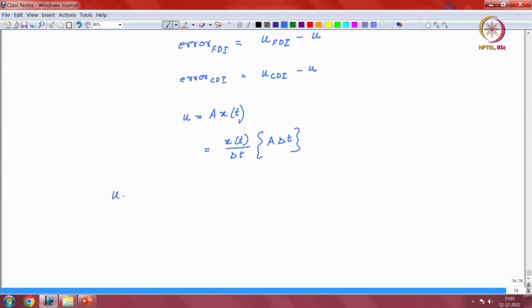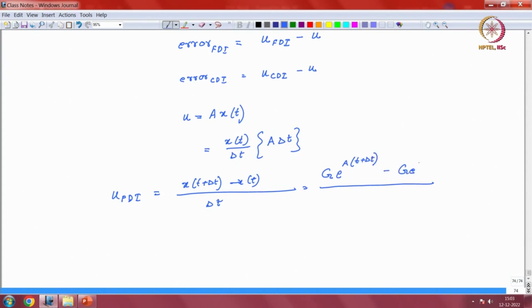Now this quantity we can calculate simply by evaluating. Since we know x of t exactly because we integrated it and we said it is equal to some g times e to the power at, we know that the first expression can be rewritten as this. Just a second. A times delta t.